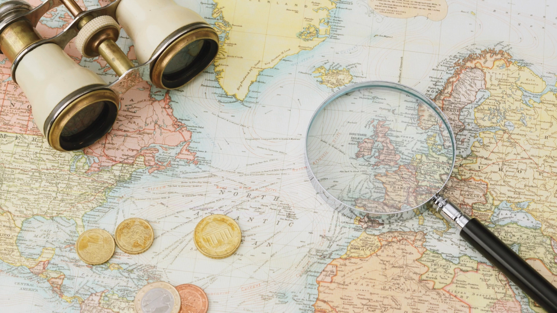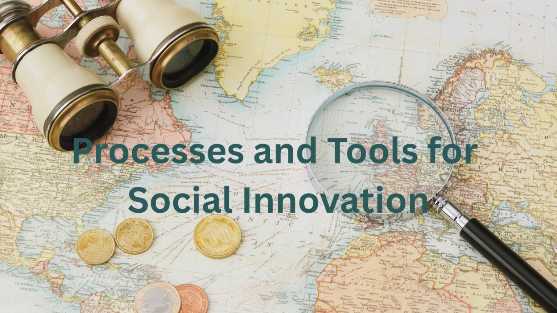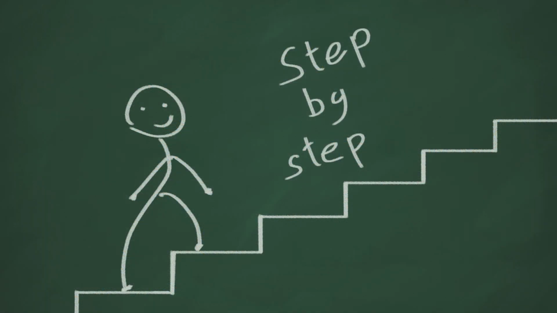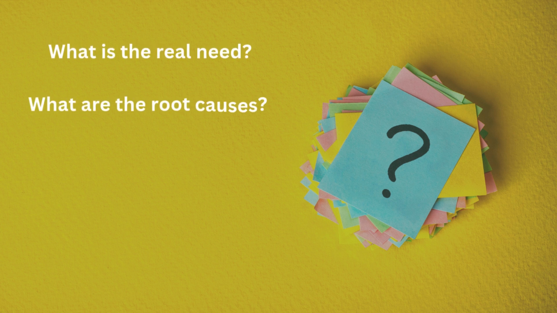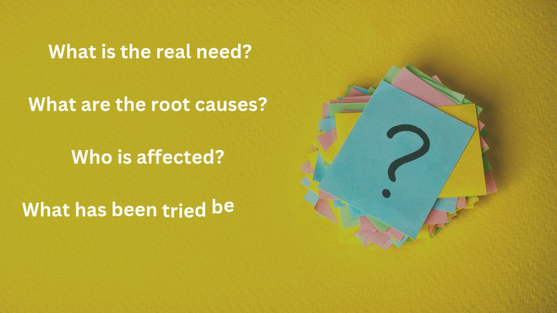In this second video, we will explore how social innovation happens, the processes and the tools that bring it to life. The process usually begins with problem identification. Unlike conventional approaches that focus on technical feasibility, social innovation starts by asking, what is the real need? What are the root causes? Who is affected? What has been tried before and why did it fail?